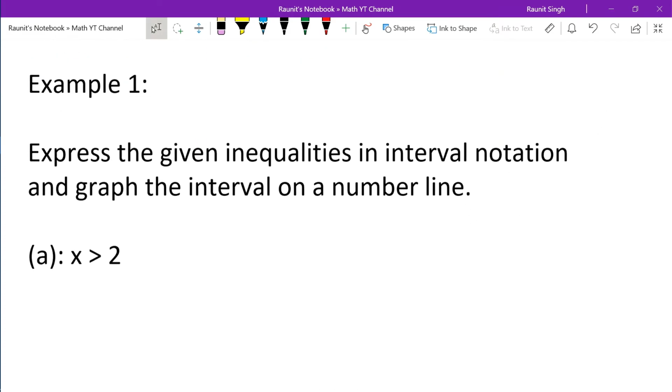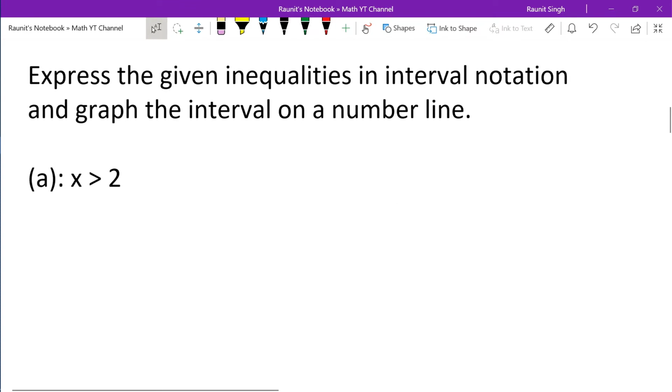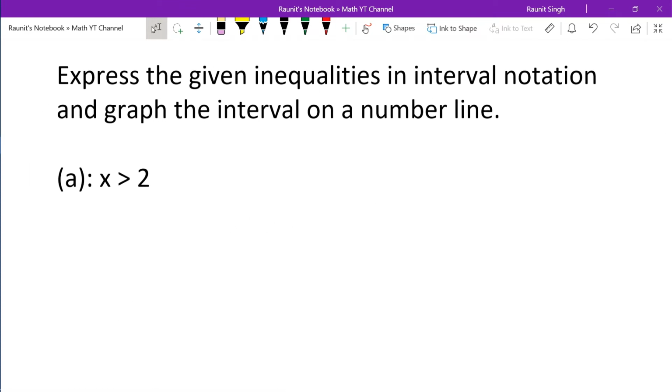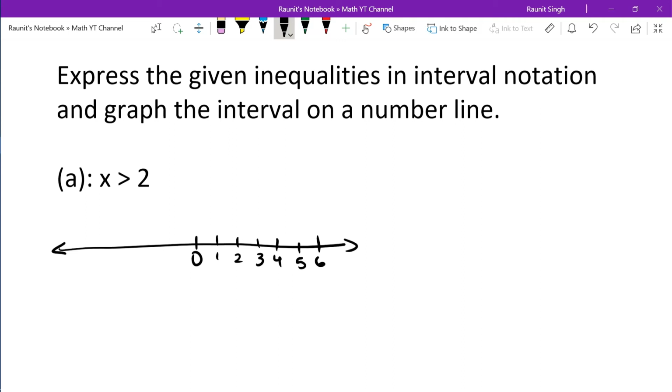Okay, so moving on to example 1. Express the given inequalities in interval notation and graph the interval on a number line. I'm going to do the graphing first. So make a number line. Make sure you put the arrows. This is going to be 0, 1, 2, 3, 4, 5, 6. Since it's greater than, we know it's not going to go into the negative, so I will not bother to put in the negative for the number line.